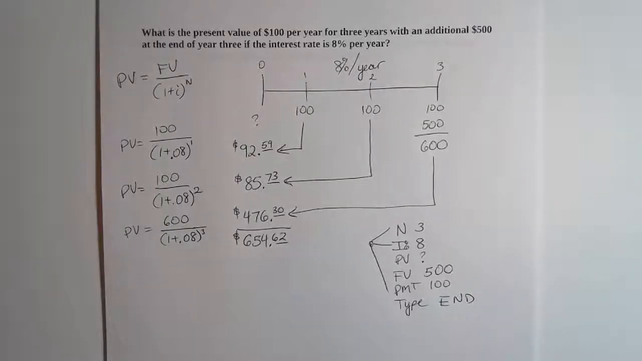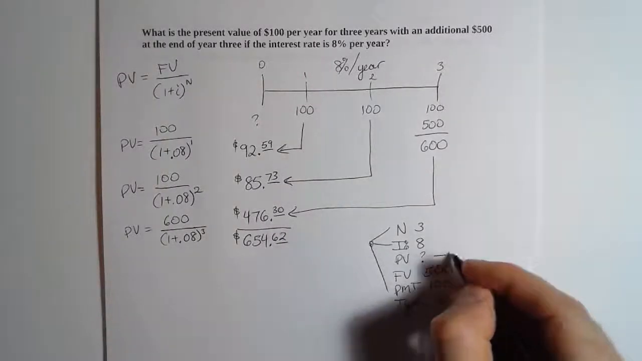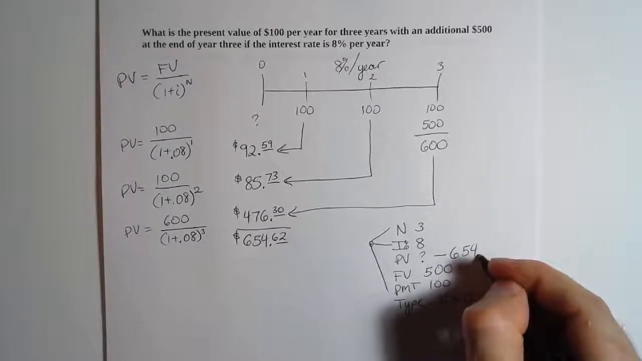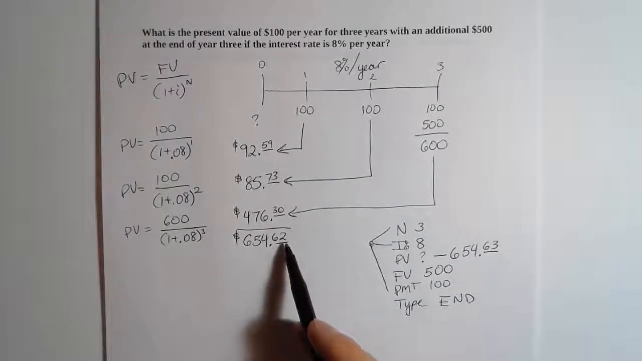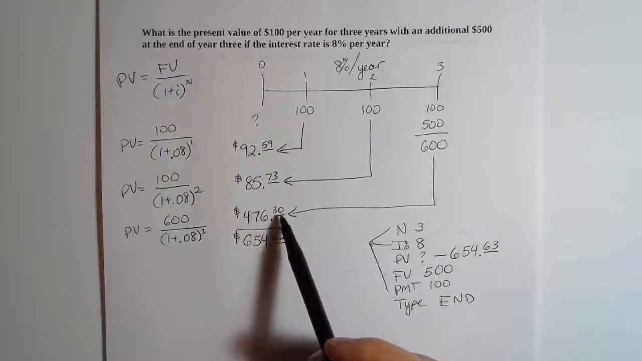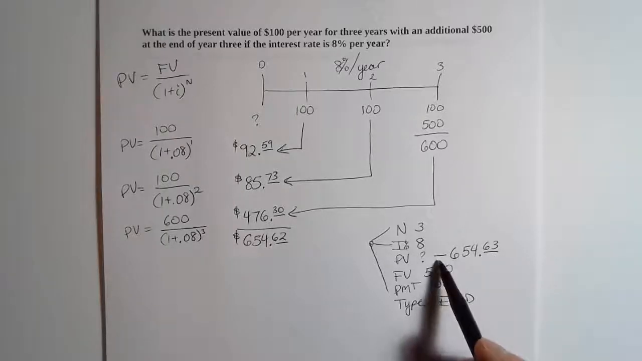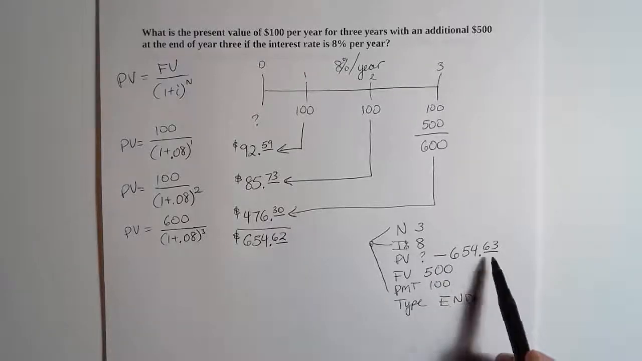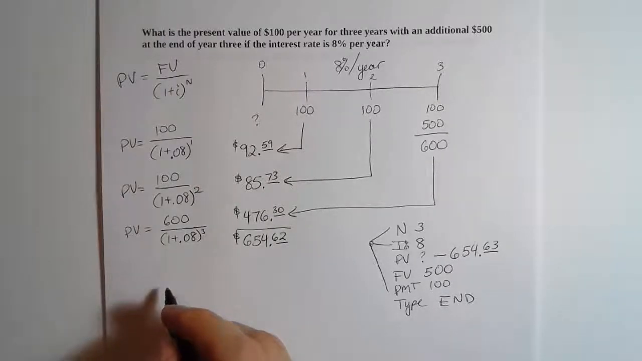Okay, so if you paused the video and worked that out with your calculator, then what you got was negative $654.63. Now this is slightly different than what we got over here, and the reason is that for each of these numbers we rounded it off just a touch, and therefore we got just a tiny bit of a different number. And also note that this is a negative sign here, which we'd have to interpret with a grain of salt. But basically we got the same answer, which is $654.63.